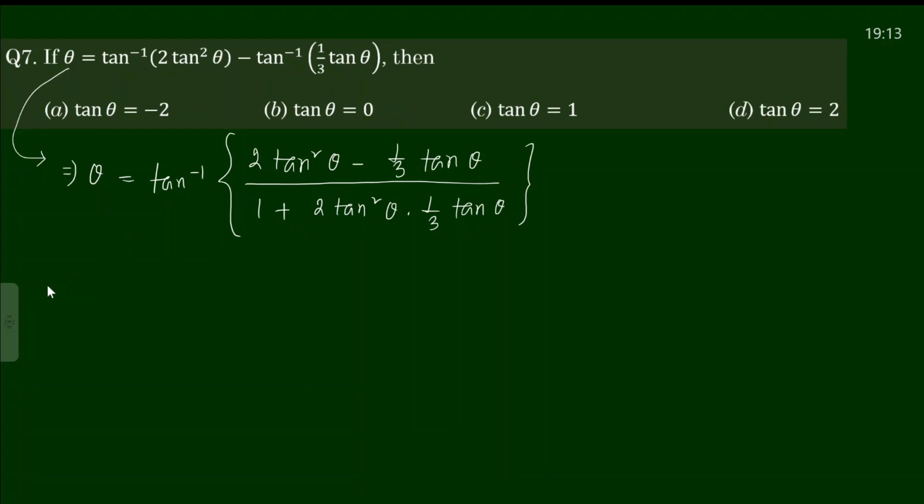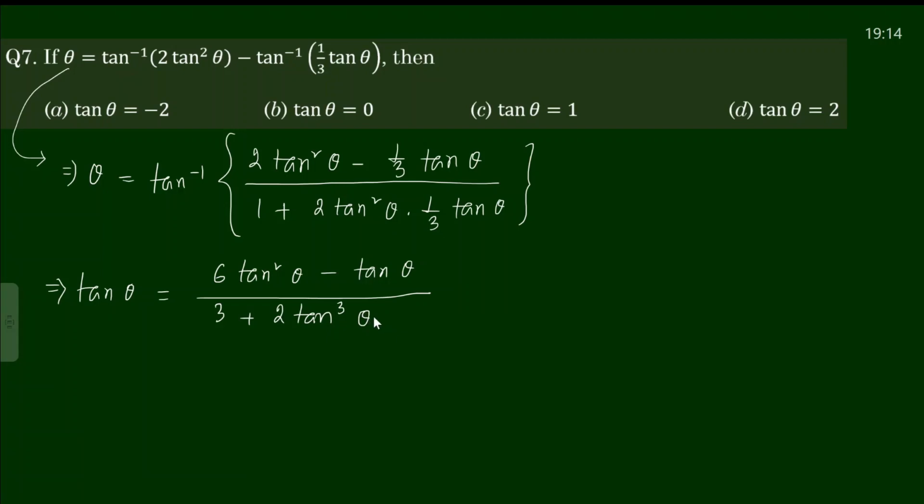So this tan inverse can be taken to the left hand side, giving tan theta is equal to, now by taking LCM 3 here, and here also LCM 3, the numerator is simply 6 tan square theta minus tan theta only, whole term divided by 3 plus 2 tan cube theta.